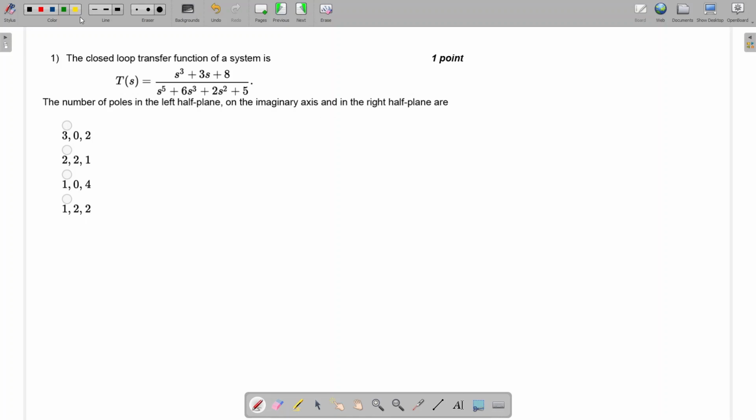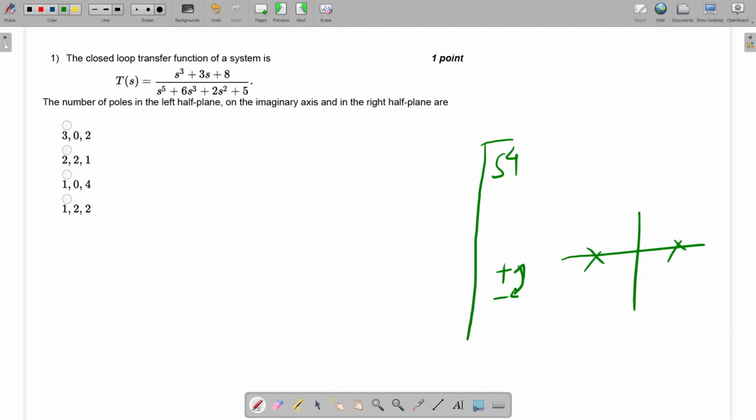Sir, if after the auxiliary equation there is one sign change, then only one pair of poles will come. Yes. So s to the power 4 is our symmetrical auxiliary equation. And here we are getting one sign change. So one pair will come on the left and right, and the remaining will come on the j omega axis.